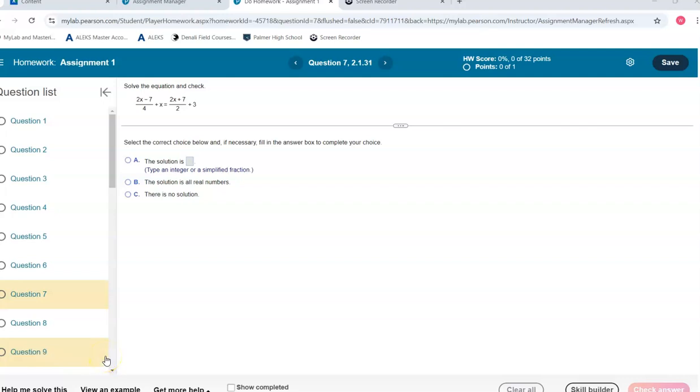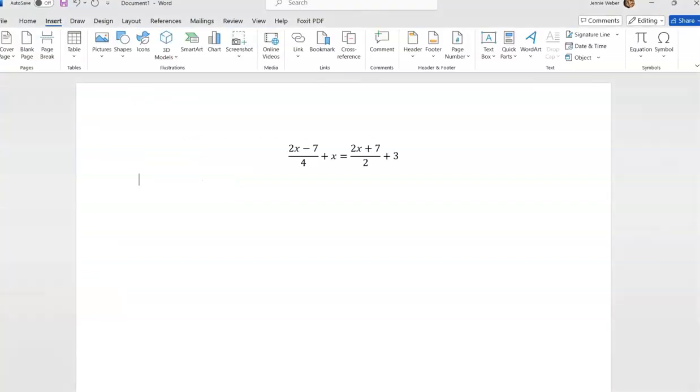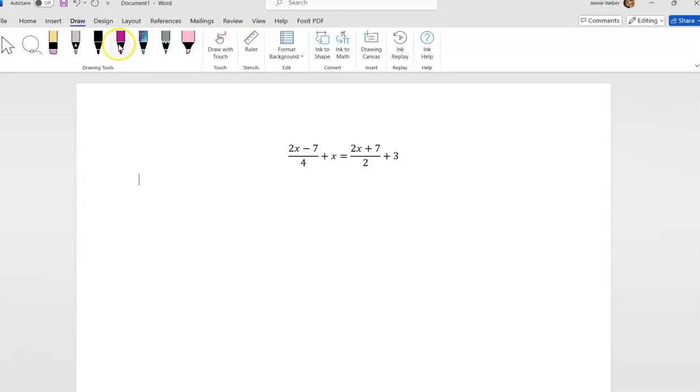We're asked to solve this equation, and at first it looks a little daunting, but the big thing to remember is that we want to start by clearing the fractions, because what makes this look so scary, if we want to determine anything, is those fractions. So we're going to start by clearing those fractions.